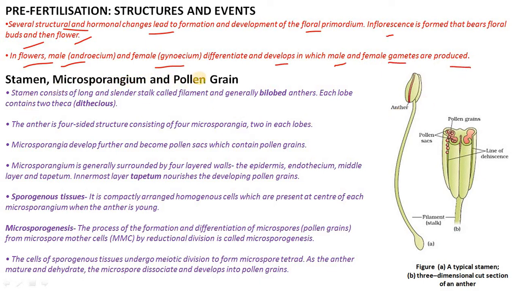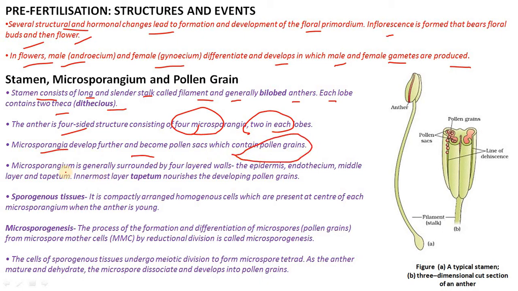Stamen, microsporangium and the pollen grain. Stamen consists of a long and slender stalk called the filament and generally bilobed anthers. Each lobe contains two thecae, dithecous, as I said. The anther is a four-sided structure consisting of four microsporangia, two in each lobe. Microsporangia develop further and become pollen sacs which contain the pollen grains.